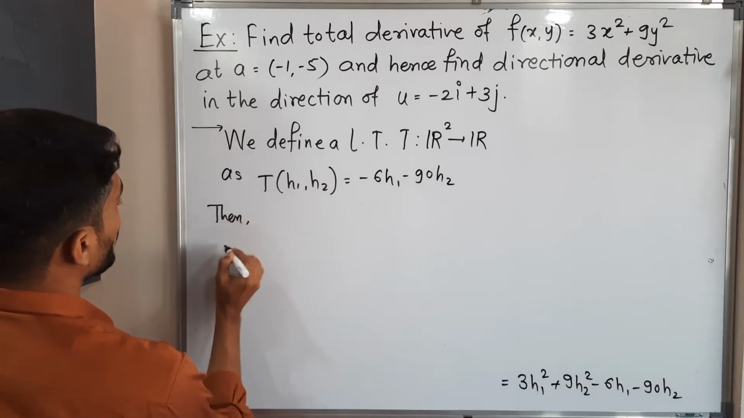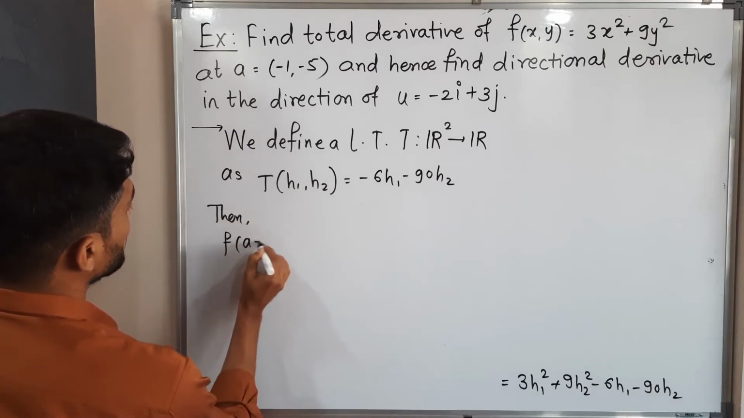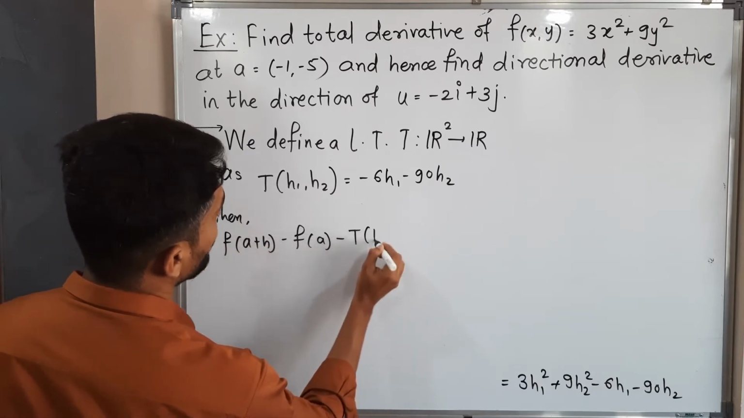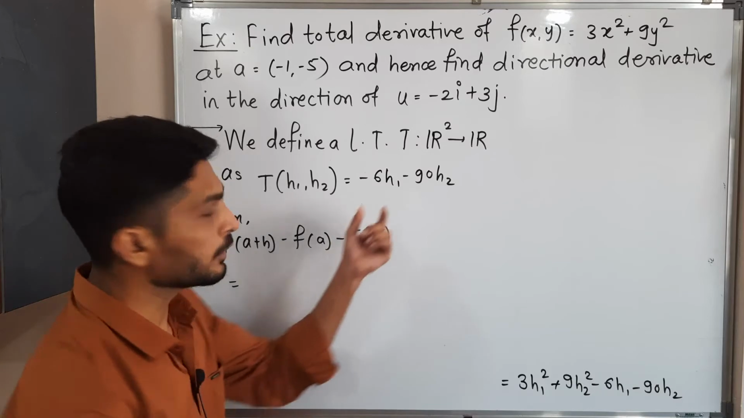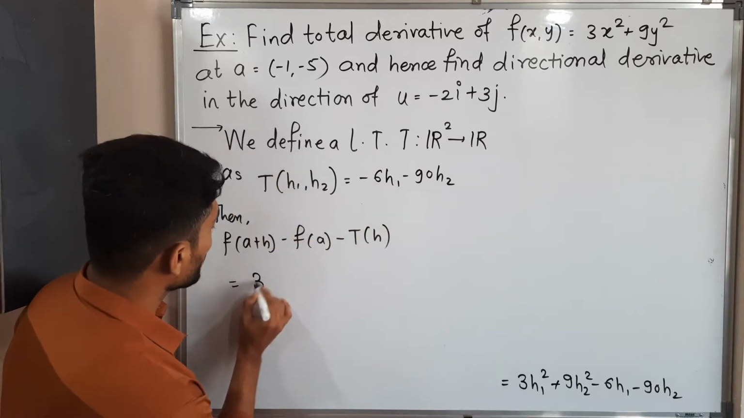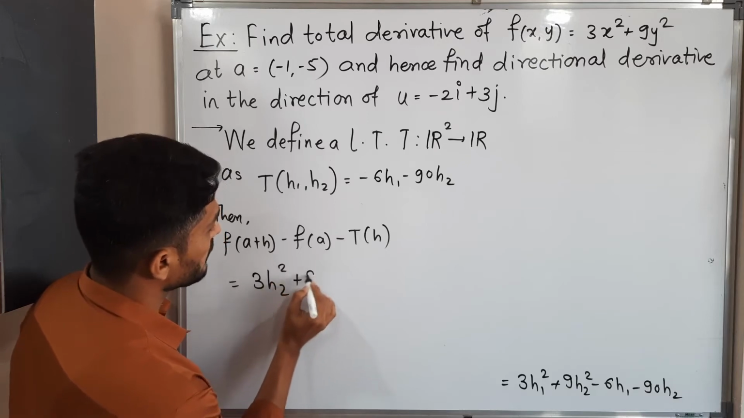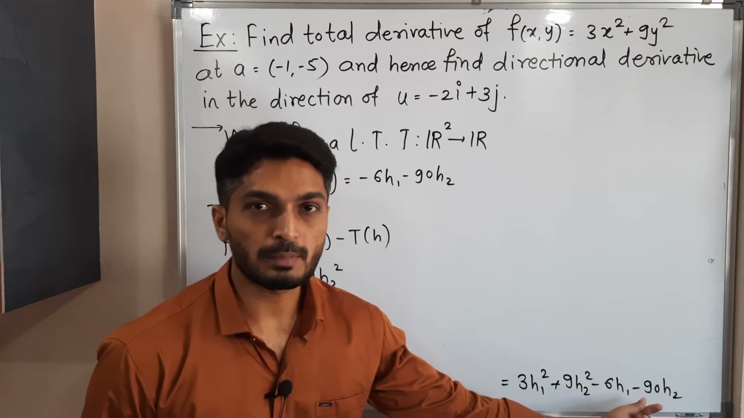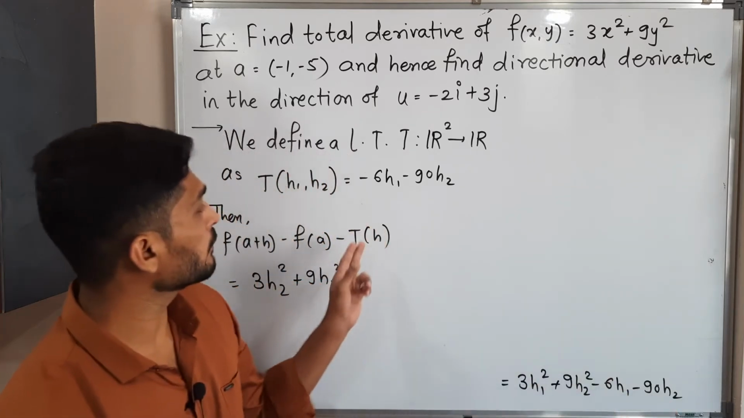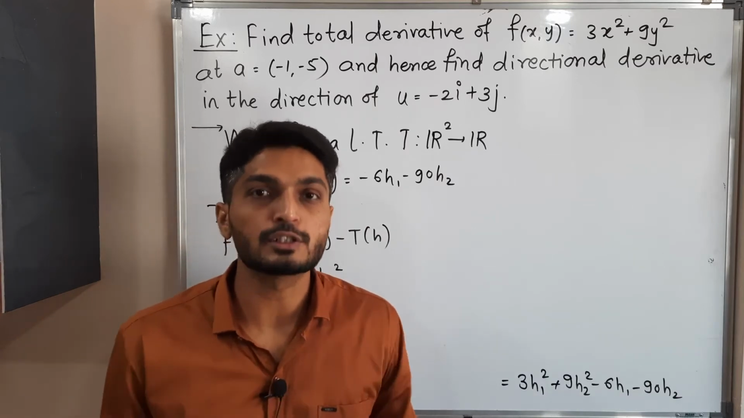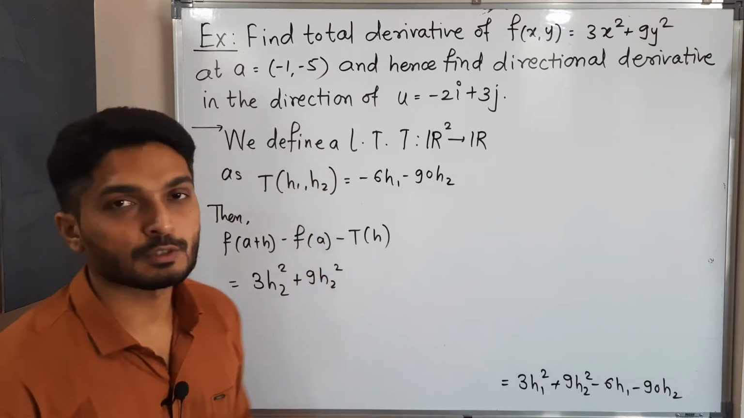Then we are going to calculate f of a plus h minus f of a minus t of h. That means I am going to subtract this one from this one. So what will happen? 3h1 square plus 9h2 square, after that minus 6h1 minus 90h2. But again we are going to subtract t of h, which is the same. So that's why they will get cancelled with each other, and we will have this thing only.